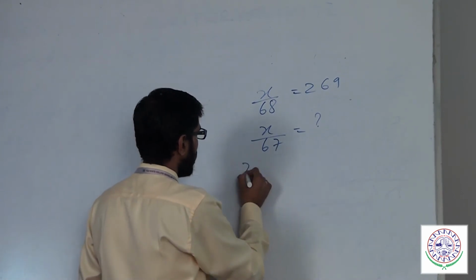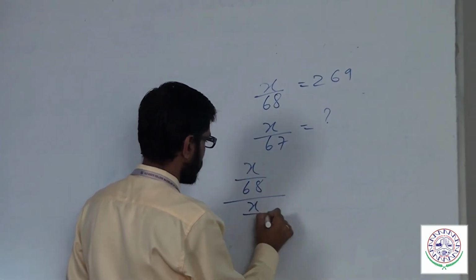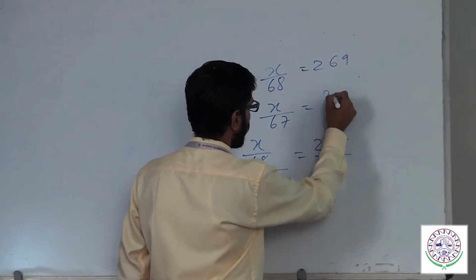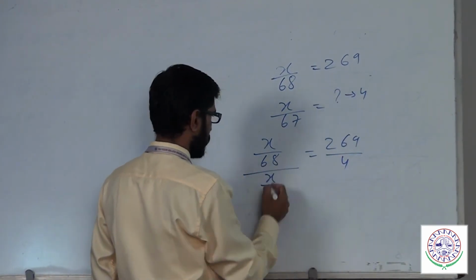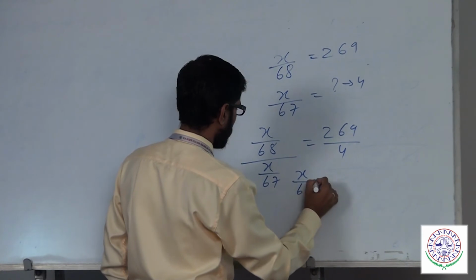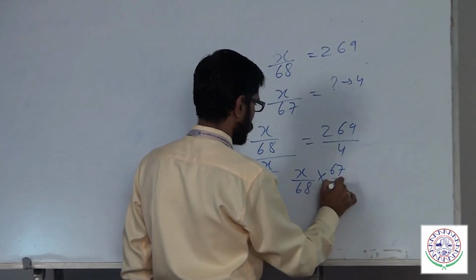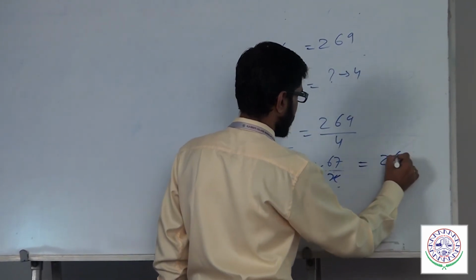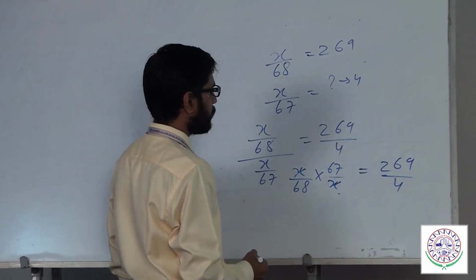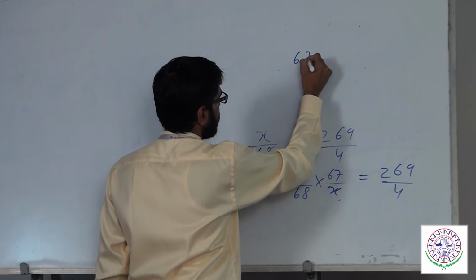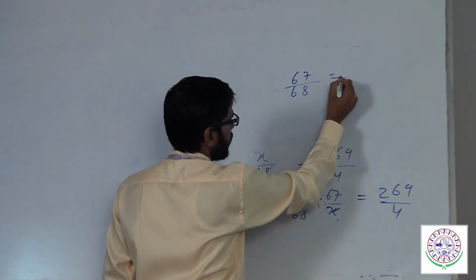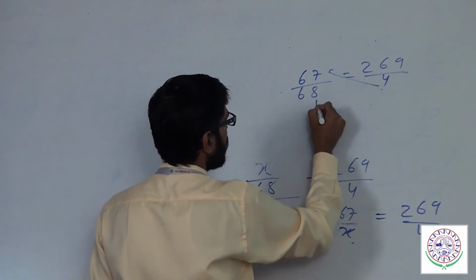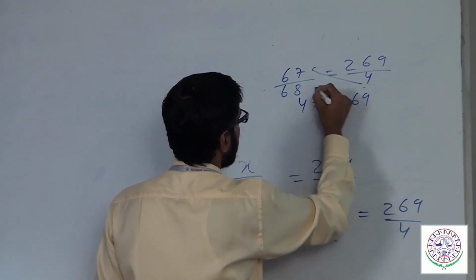So if I take x by 68 divided by x by 67, it is equal to 269 divided by question mark, or I can say y. This will be x by 68 into 67 by x. So x gets cancelled. The remaining is 67 divided by 68 equal to 269 divided by y. If you solve it for y by cross multiplying, y is equal to 269 into 68 divided by 67.